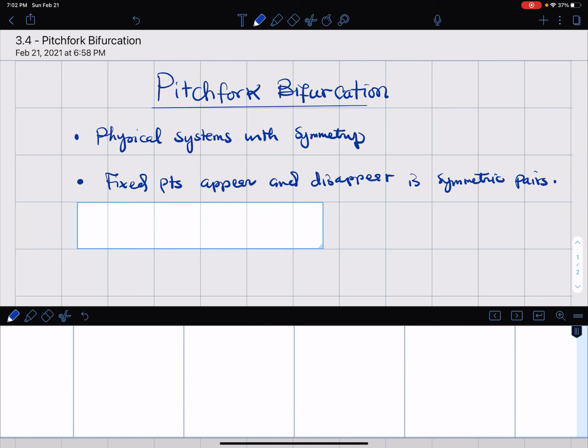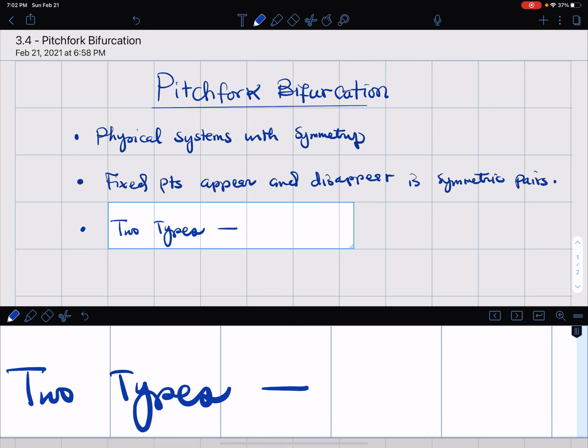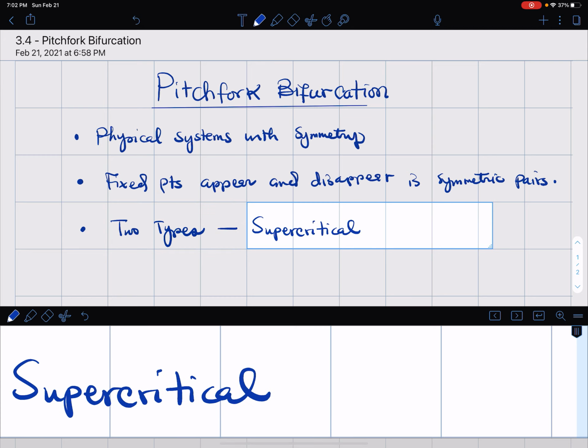All right, there are two types of pitchfork bifurcations. And the first one is supercritical. That's the easier one to deal with. I always want to look at this supercritical as two words. I don't know why, but it should be one word. Supercritical pitchfork bifurcation.